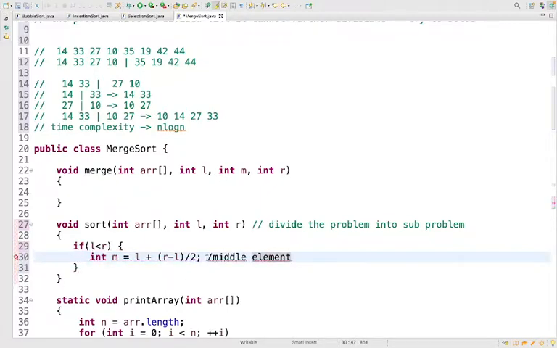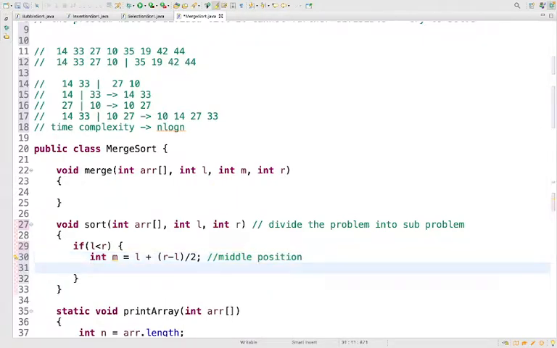Or middle position. In this case, it will be the middle position. Okay. Now from here, we again have to divide it. Like I said, divide the problem into subproblems, right? So we'll get our left subproblem and right subproblem. Once we get them, again we have to divide until the point that we can't divide it much further.